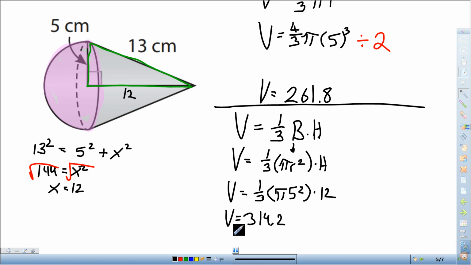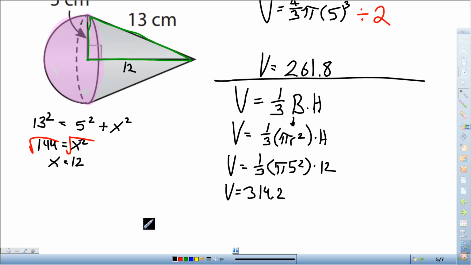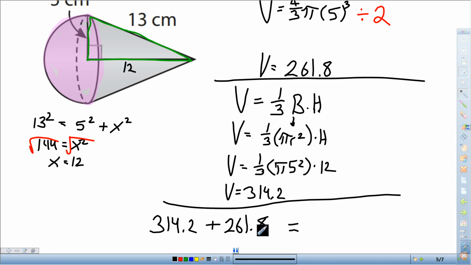Be careful, it's easy to think, sweet, I'm done, that's my answer. But no, we have to go one more step and add together these values. 314.2 plus 261.8 is going to give us the volume of our whole thing. Let's see what we get. 314.2 plus 261.8, and I'm getting 576. Nice and clean. Centimeters cubed.